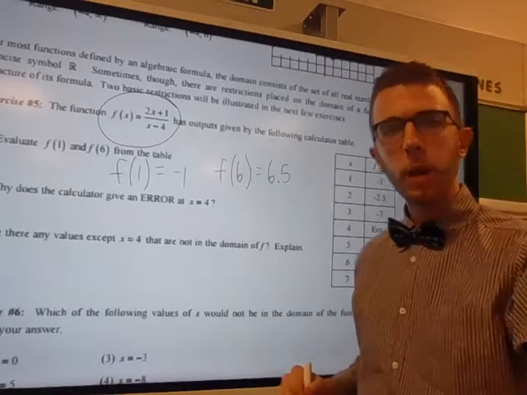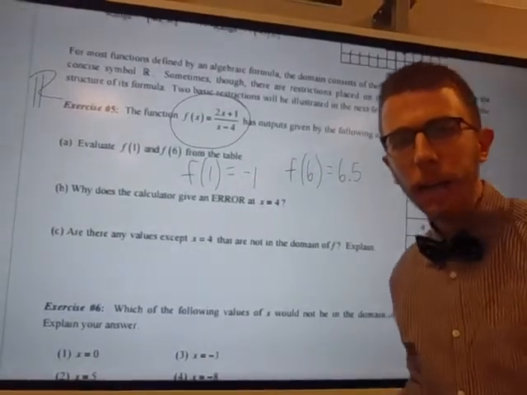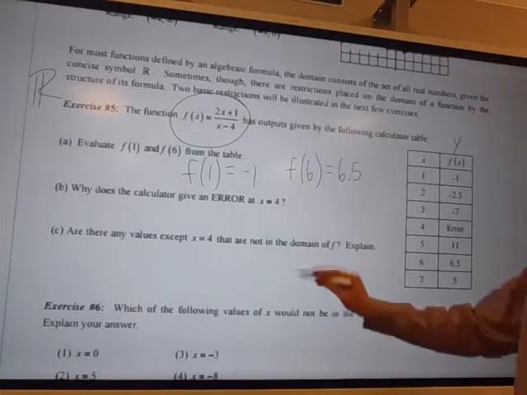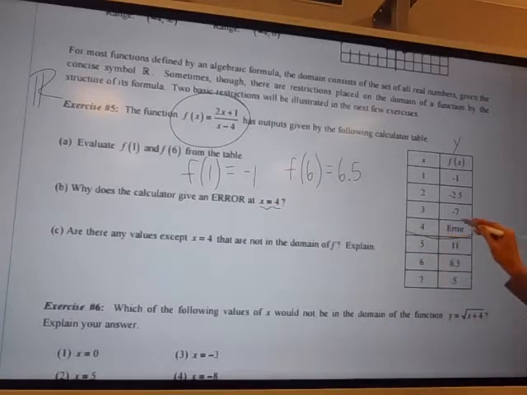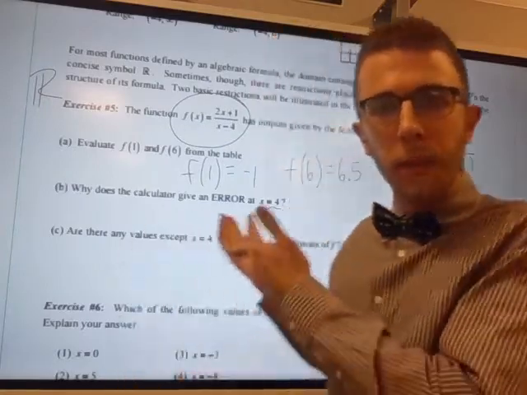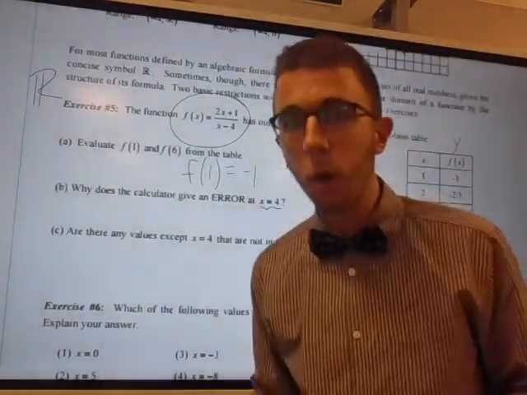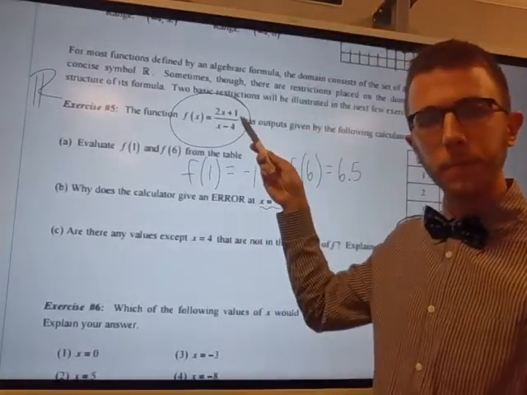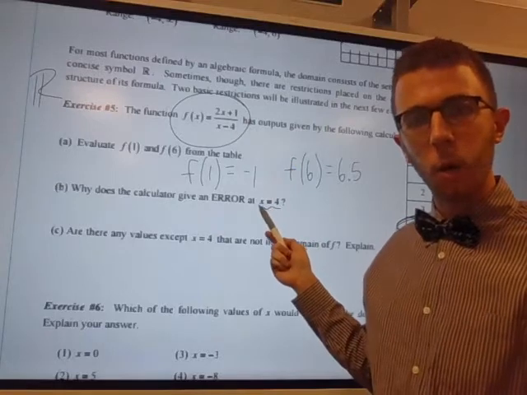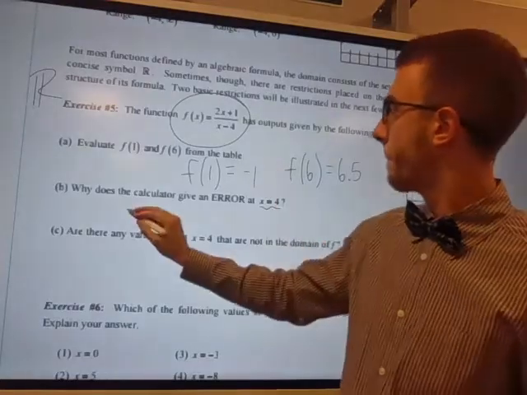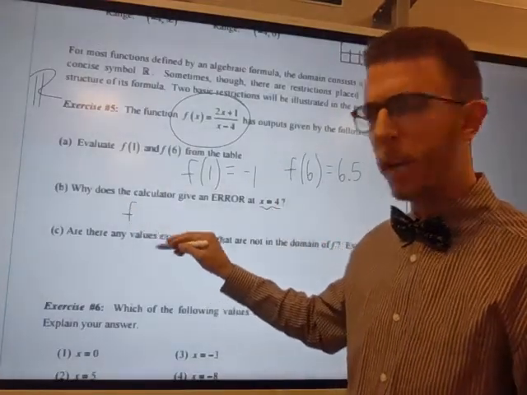Okay? Here's a question, though. Moving right on. Why does this table give us an error at x equals 4? Whoa, there's a big old error there. Why is that? Did our calculator just make an error? Did someone that wrote out this table make an error? Or is there actually some kind of error? Well, look at this equation and look at this x value. What happens when we try to evaluate this for x equals 4? Well, let's see. I'm glad you guys asked. That was a great question.